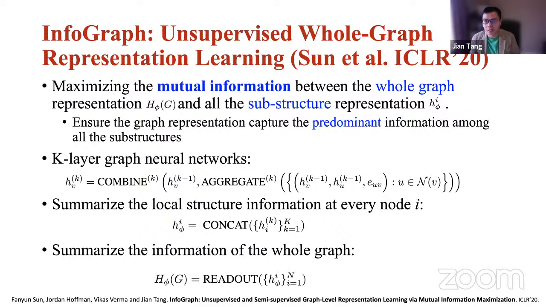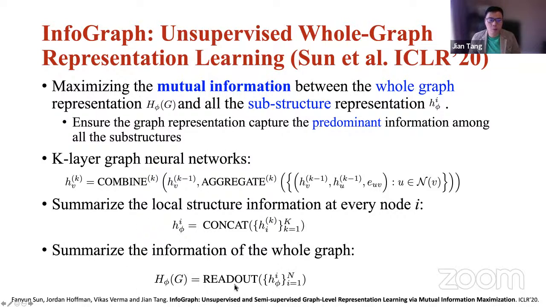representation of this node in different layers, because the representation of each node in different layers basically captures different local neighborhood structure, right? For example, in the first layer, it's just the representation of the node itself. In the second layer, maybe we also include the first-order neighbors, and in the third layer we also have the second-order neighbors. That's why by concatenating the representation of this node in different layers, we can basically summarize all the local structure information centered at this node.